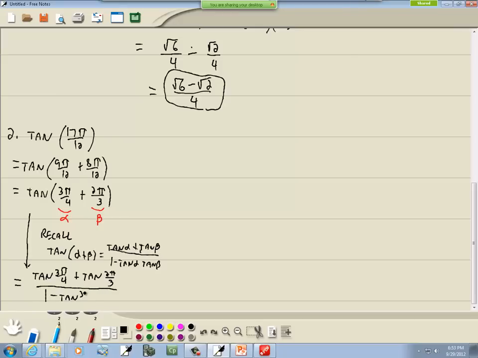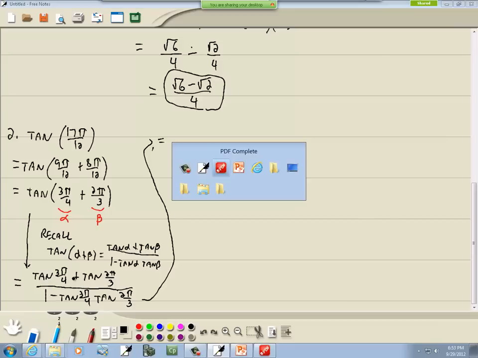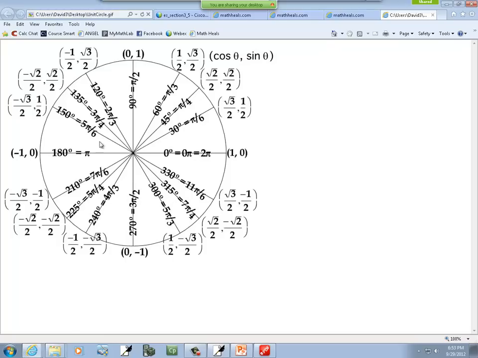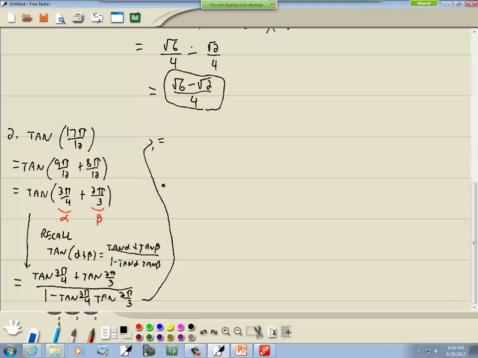So tangent 3 pi over 4, tangent beta, which is 2 pi over 3. Tangent 3 pi over 4 is equal to negative 1. Here's 3 pi over 4. Tangent is y over x. So put this over this. They're the same, so it's 1, and since they're different signs, that's why it gives us a negative 1.